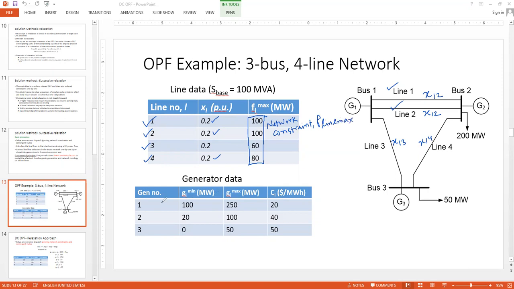Then we have the generator data. We have 3 generators. For the first generator, the minimum and maximum power are given. Second generator given. Third generator given. And then the cost data.